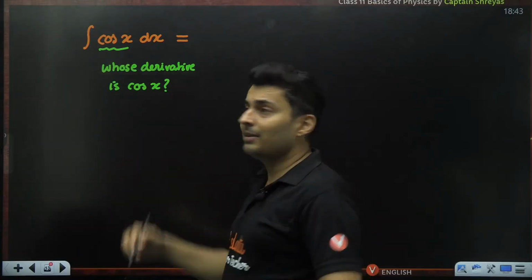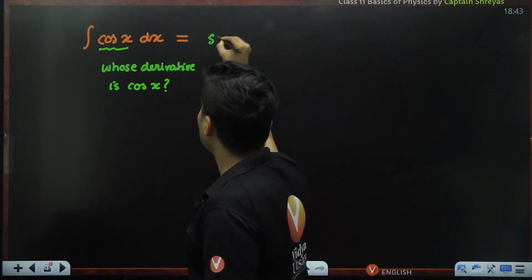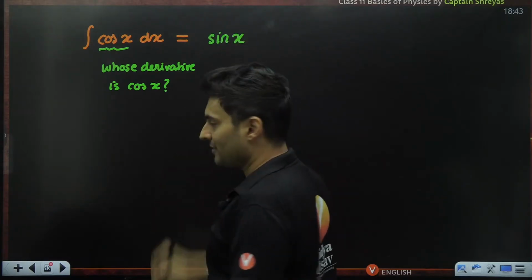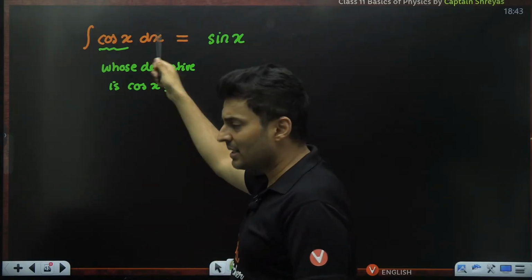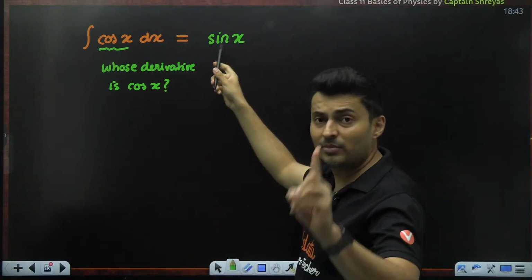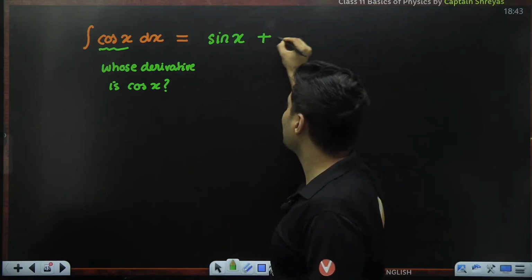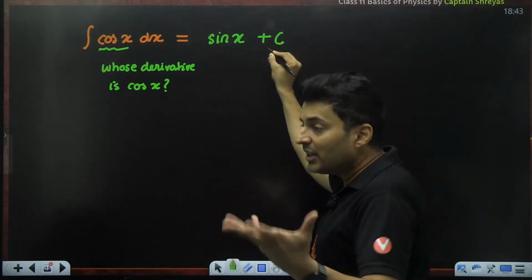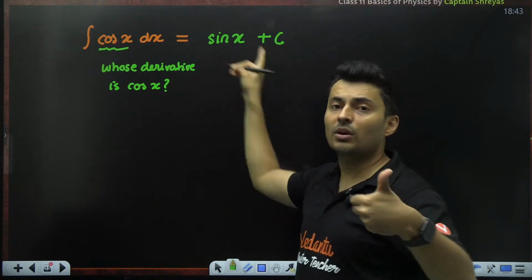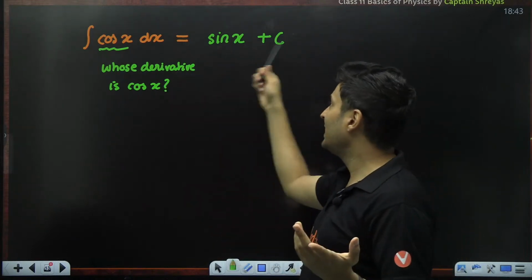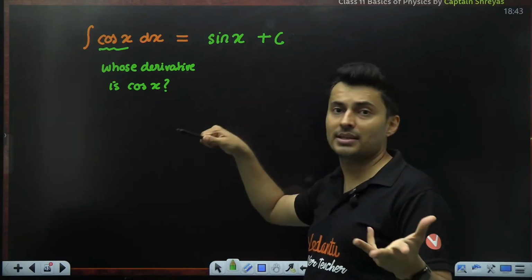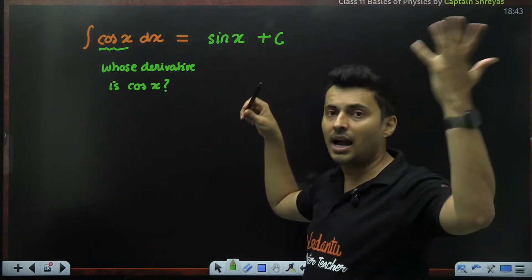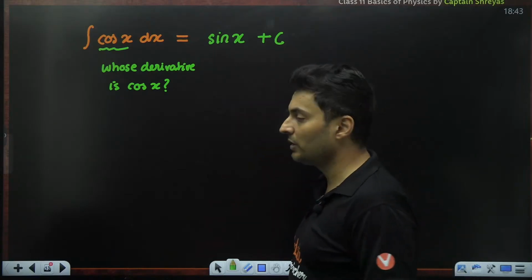Sin x's derivative is cos of x. So the answer to this will be sin of x. But I have to keep the benefit of the doubt, because any constant, if it is present, its derivative will become 0. So sin x plus 3's derivative will be cos x. Sin x minus 100's derivative is cos x. So what that constant is, I do not know, so I need to put that benefit of the doubt.